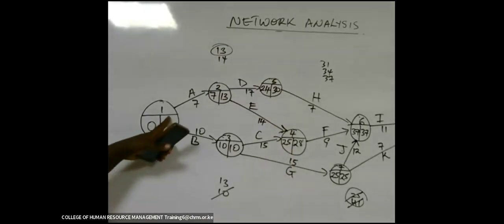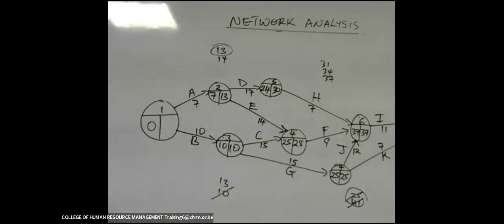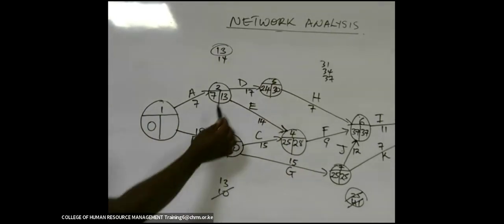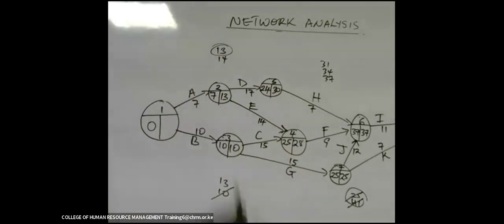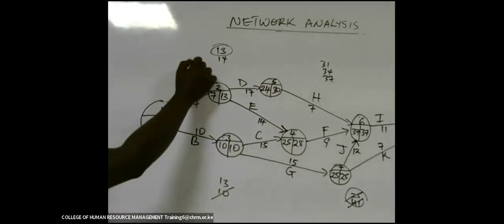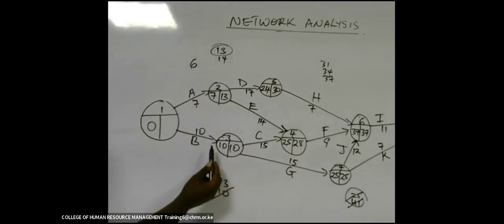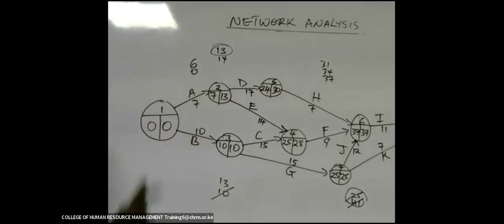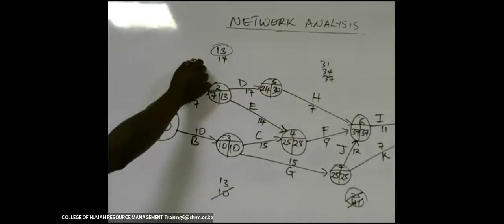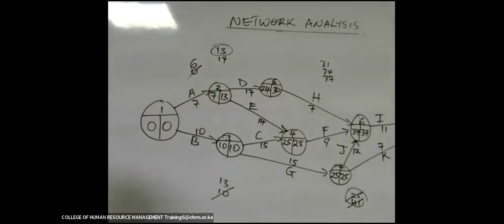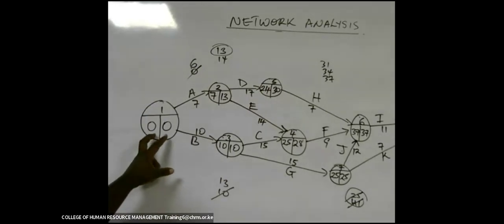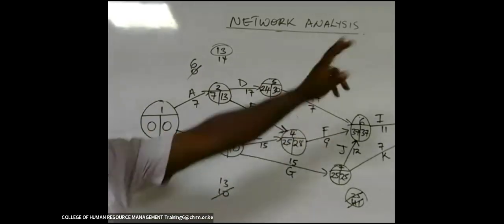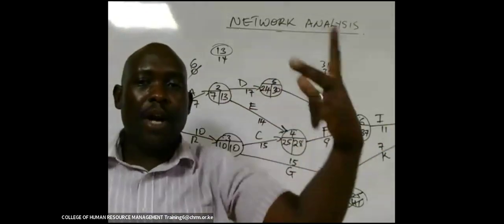We are now coming back to the starting point. You will have either 13 minus 7, which will be 6, or 10 minus 10, which is 0. There you write 0. You take the smaller. Between 6 and 0, 0 is smaller, right? So the clue here is this. In a project, it will start at 0, 0. Then where it ends, it will end with 2 identical figures.